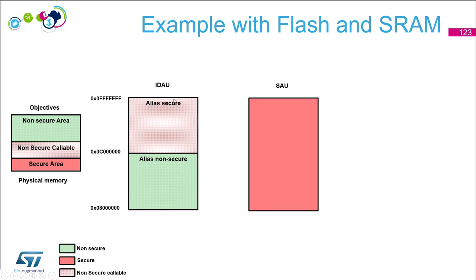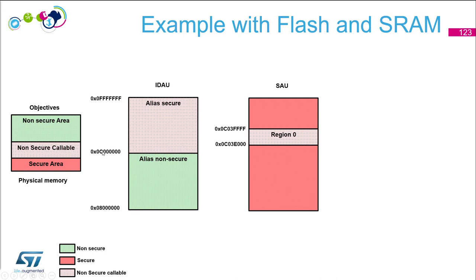Then we will configure the IDAU, the SAU, sorry. With the SAU, by default, everything is insecure. So we just define which region will be overwritten with another right. So in the alias secure area, we will define a region to say this one is a non-secure callable area.